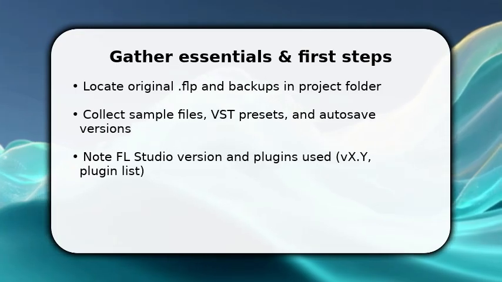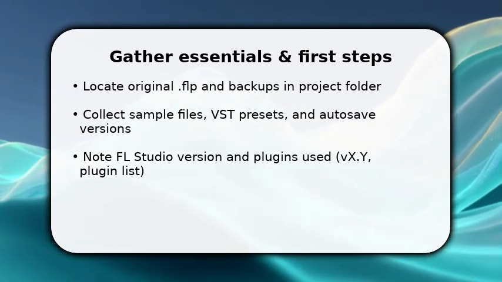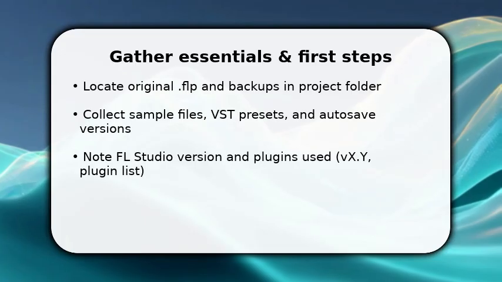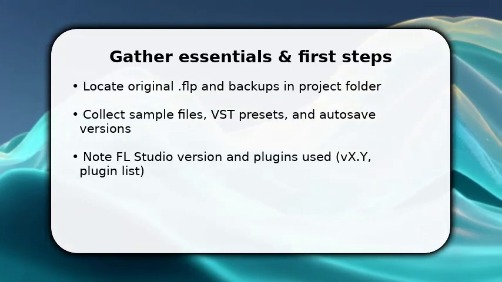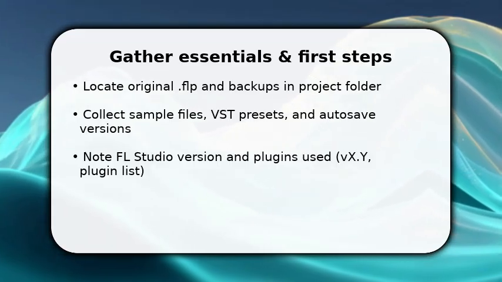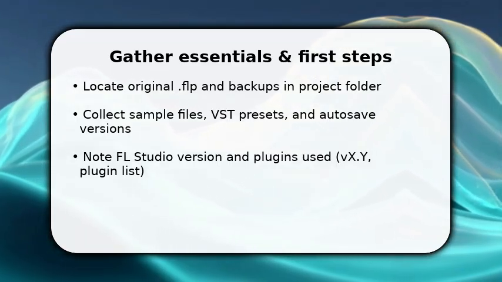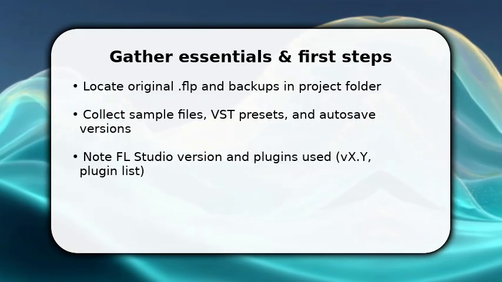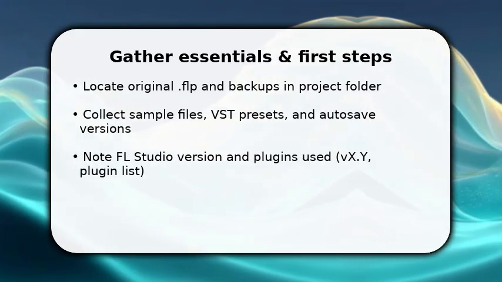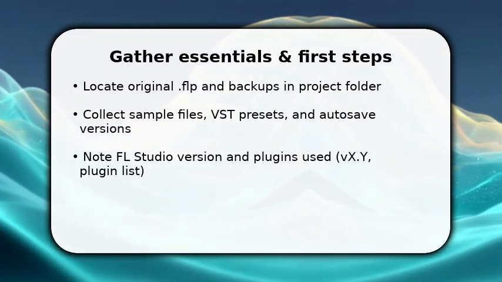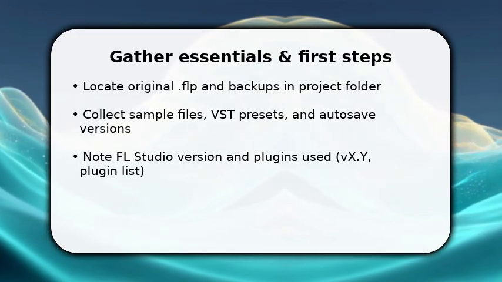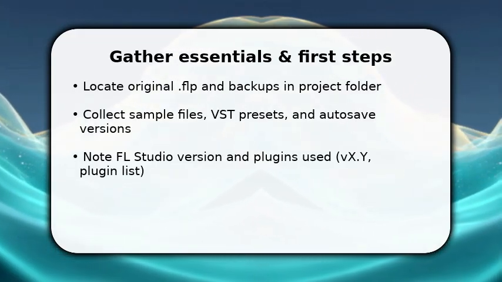You start immediately by opening the project folder and locating the corrupted FLP plus any backups or autosaves. Once found, copy everything to a safe working folder so you won't overwrite originals. Make a list of plugins and the FL Studio version used. Mismatched plugins often cause load failures. Then launch FL Studio in safe mode or with plugin bridging disabled to prevent crashes while you attempt recovery.